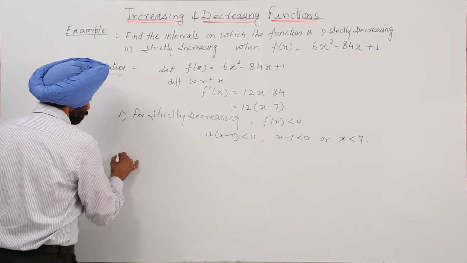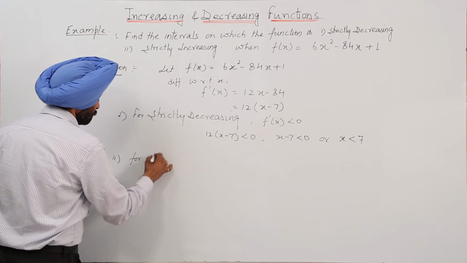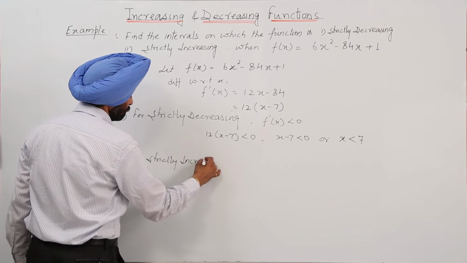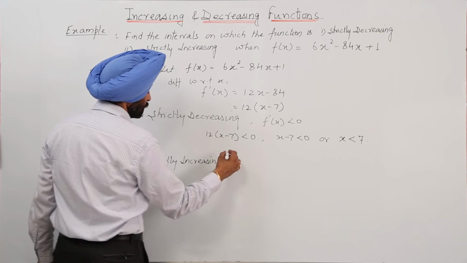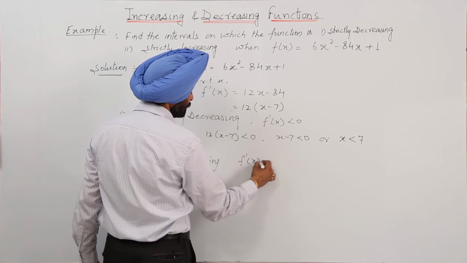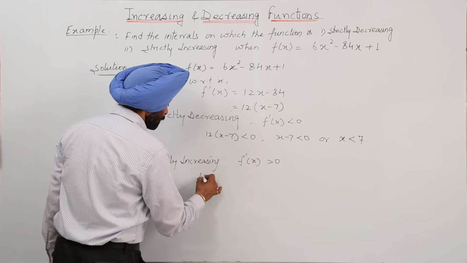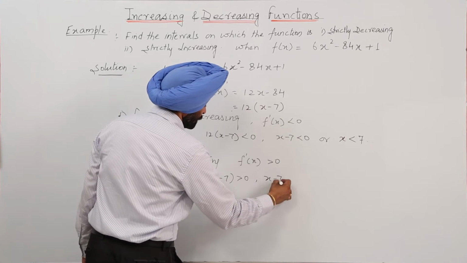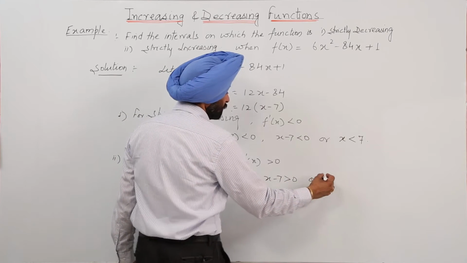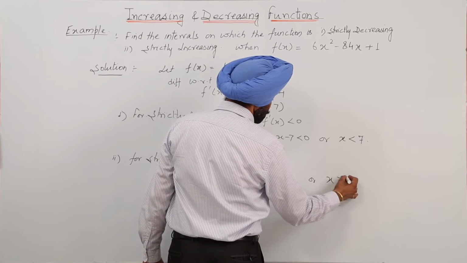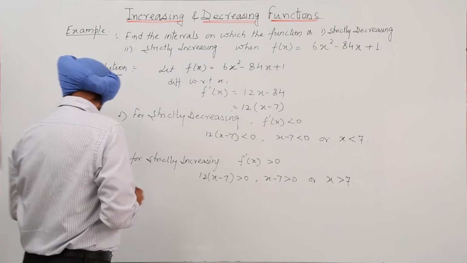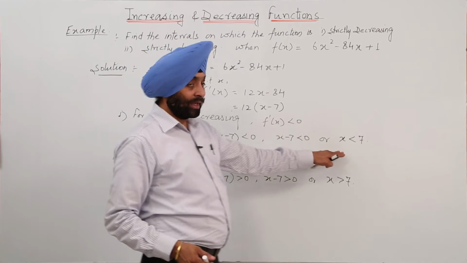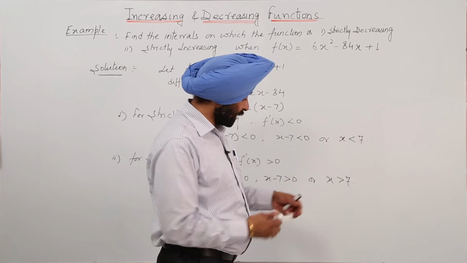Second thing, for the strictly increasing function, we have f'(x) is greater than 0. Here we got 12x minus 7 is greater than 0, x minus 7 is greater than 0, or x is greater than 7. Now, we are here with two different things. Number 1, x is less than 7, and number 2, x greater than 7.